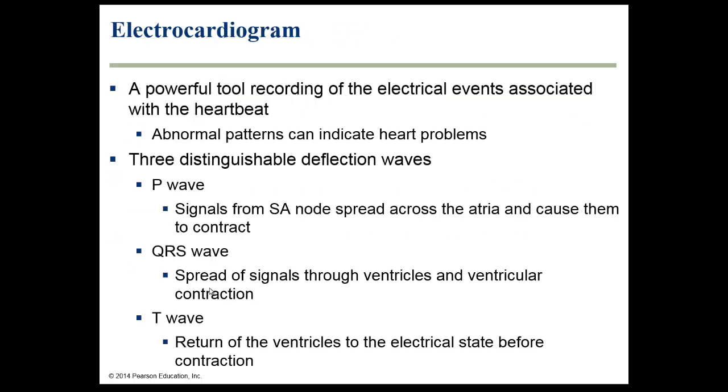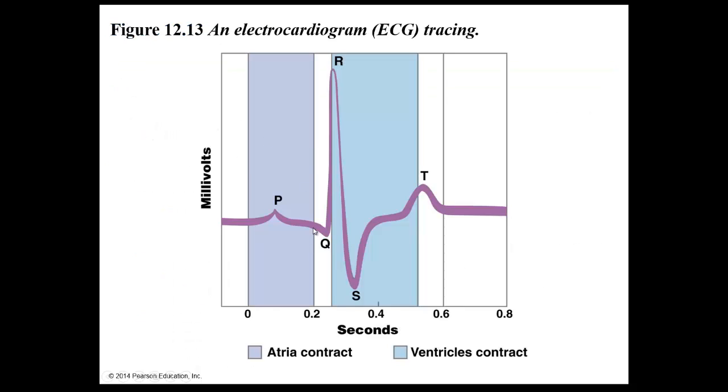So if we look at heart function, a common thing we look at is an EKG, which is going to tell us how the atria and ventricles are operating. The first part of an EKG, the P wave, occurs when the atria contract. So we look for a normal P wave over a normal period of time, which would be 0 to 0.2 seconds, and as long as we see that, we know the atria are doing their job.